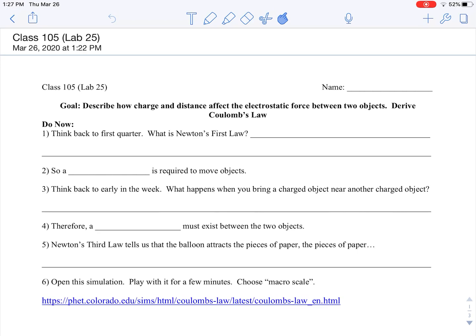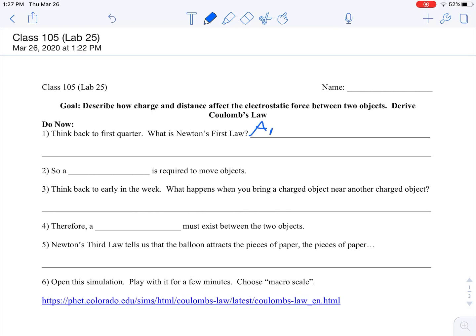So our goal for today is to describe how charge and distance affect the electrostatic force between two objects and to derive Coulomb's law. So thinking back to the first quarter, what's Newton's first law? It can be put a bunch of ways. Some people say an object in motion stays in motion, object at rest stays at rest. So we can write down a more formal definition of it. Unless acted upon by an outside force, right? That's the most important part.